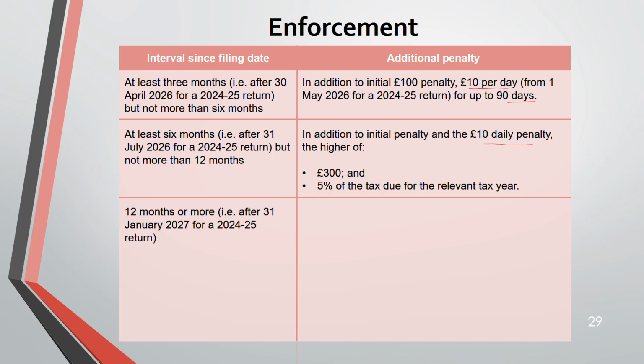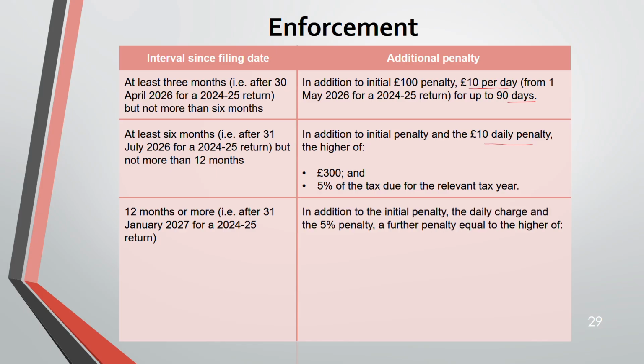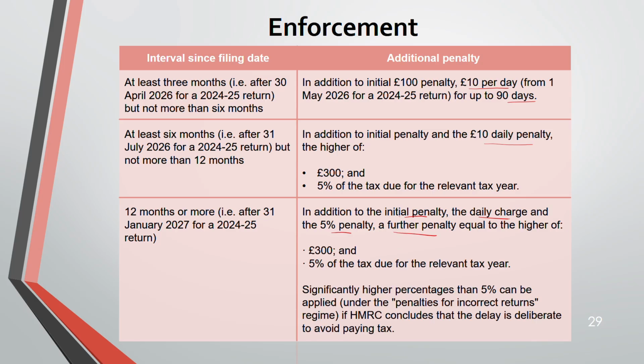Then 12 months or more, that means after 31st Jan 2027. If you are late, in addition to the initial penalty, plus the daily charge, plus the 5% penalty, and a further penalty which is equal to the higher of 305% of the tax. So remember, significantly higher percentages than 5% can be applied. Okay, if HMRC concludes that the delay is deliberate to avoid tax.